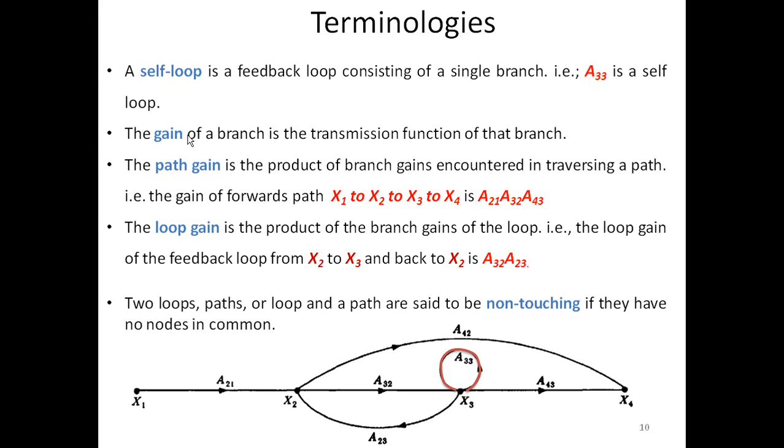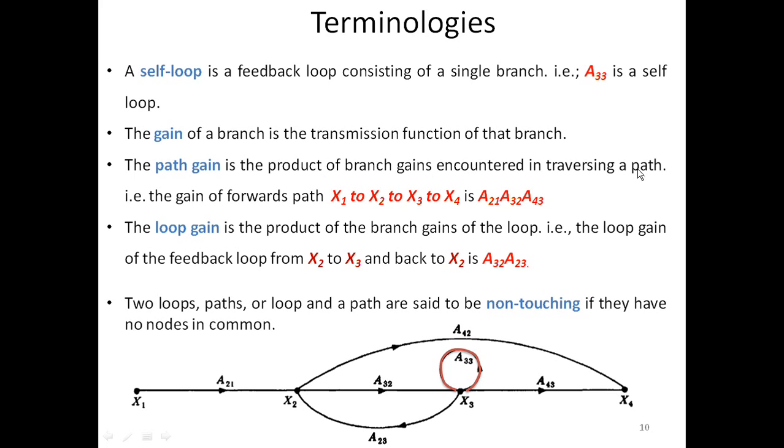Then gain. So the gain of a branch is the transmission function of that branch. So here, self loop gain is A33. Then between x1 and x2, gain is A21. So these all are gains. Then what is a path gain? Path gain is nothing but the product of branch gains encountered in traversing a path.